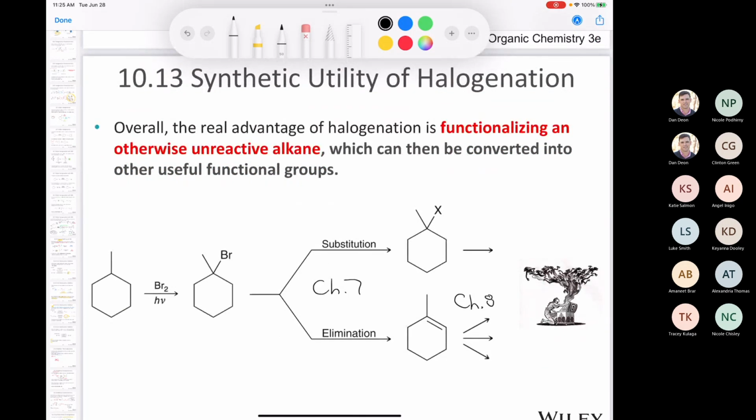The whole point of halogenation is functionalizing something that has no functional group. That's really all there is. So every time in this class, if I ever give you an alkane as a starting material, the only possibility you have is to halogenate it. That is it. There's nothing else you can do. So if it's unsymmetrical or asymmetrical, you want to do bromination. If it's completely symmetrical, you can do chlorination if you want.